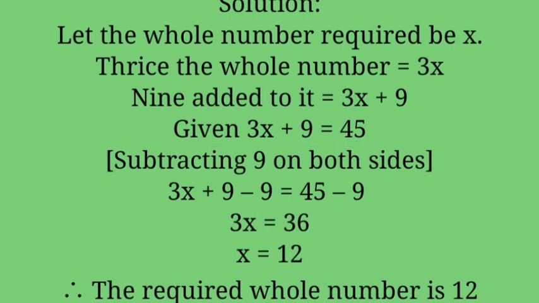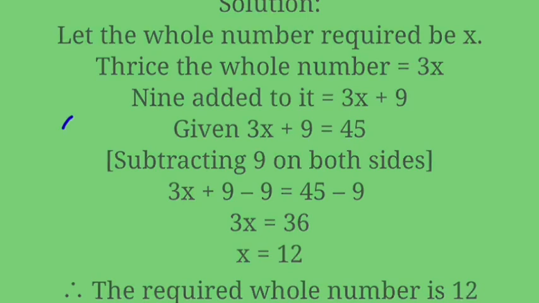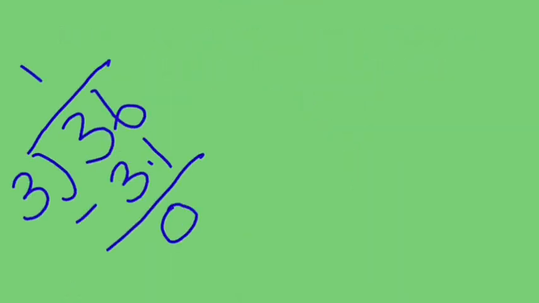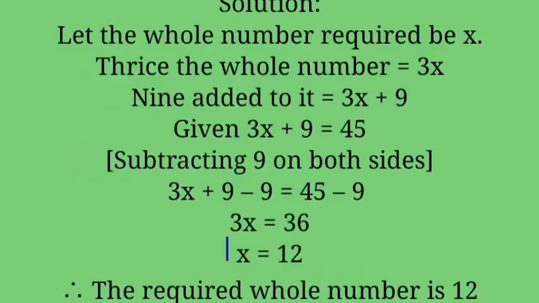From this equation, we should find the answer for x. For finding the answer for x, we need to subtract 9 on both the sides, and by cancelling plus 9 and minus 9 on the left side, we get 3x is equal to 36. By dividing 36 by 3, we get 12, which is the required answer.